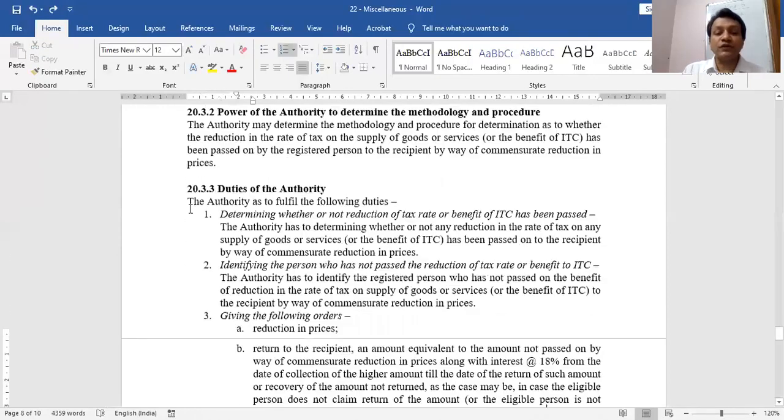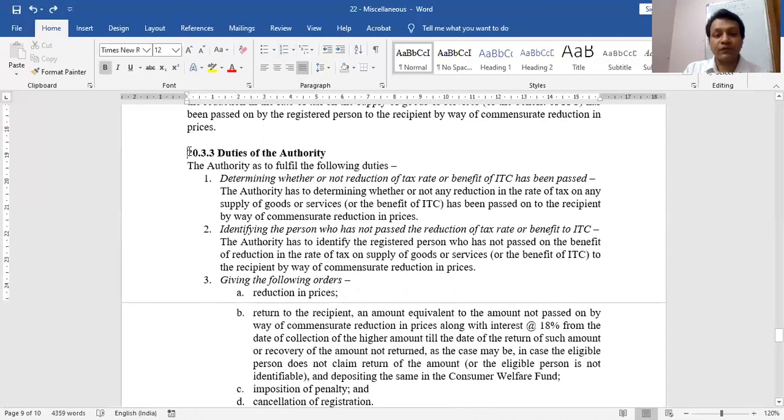And what are the duties of this authority? First duty, check whether the reduction in tax rate or benefit of input tax credit has really been passed on to the final consumer or not. This is my first duty as an authority member. Second, if not passed, then this authority has the power to identify the person responsible for not passing this benefit so that the person can be penalized.